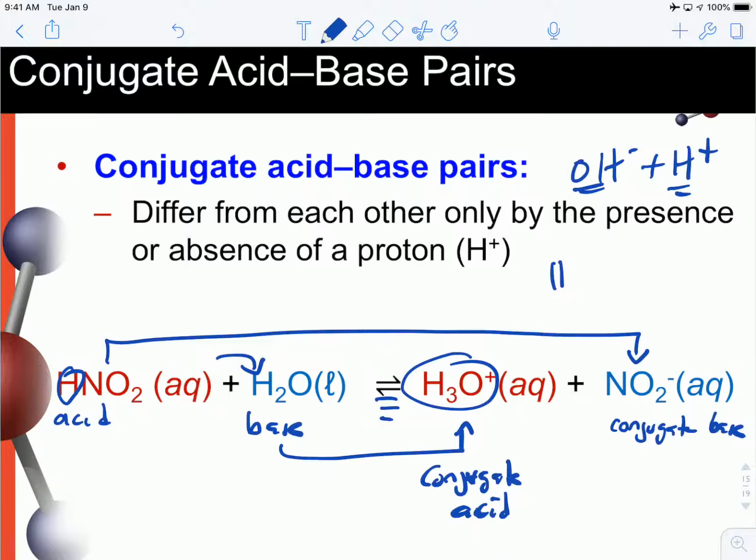This is not a conjugate pair because they differ by two hydrogen ions. The conjugate pair for this would be this. And of course, it would just be minus 1. Okay? The conjugate pair for this one, if you will, and this can be a conjugate pair. These two are conjugate pairs now. Difference of one hydrogen ion.